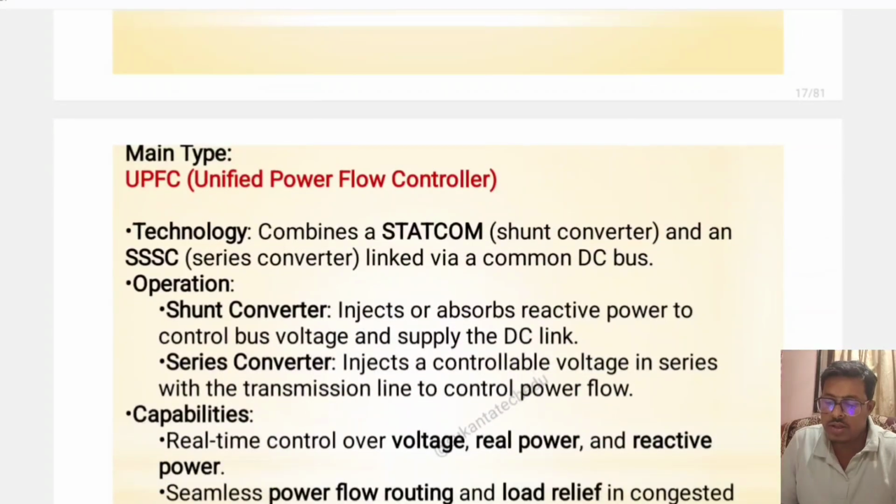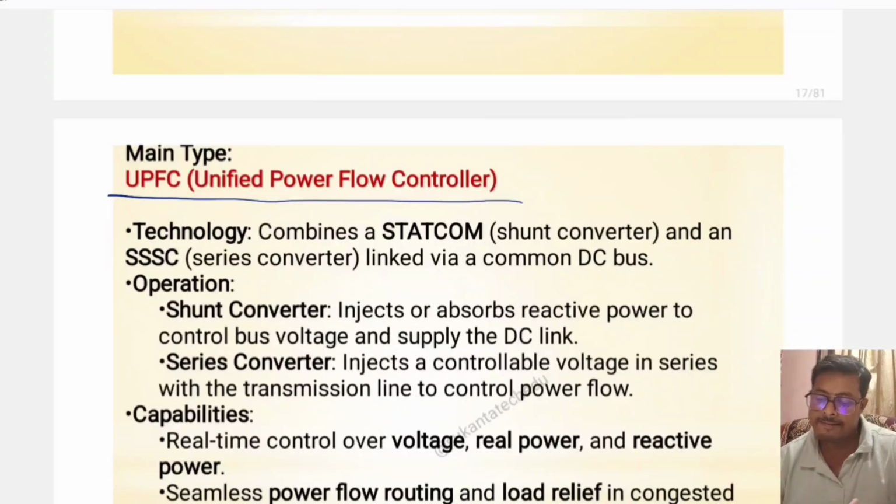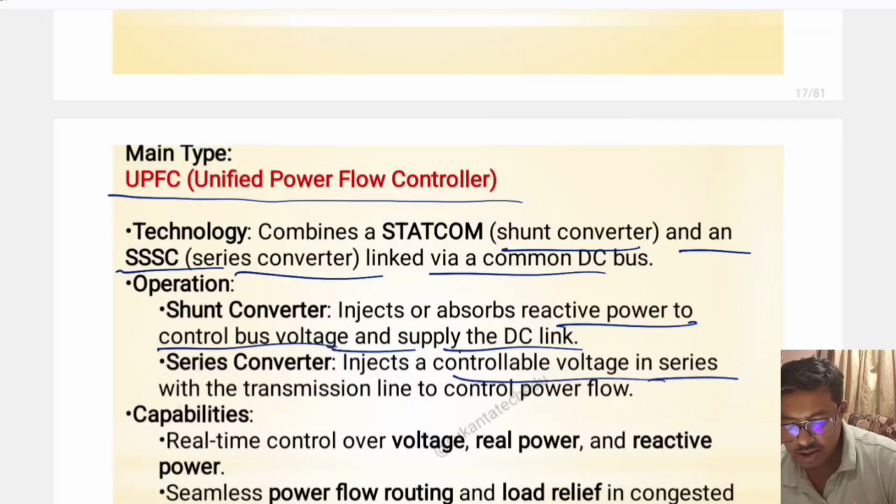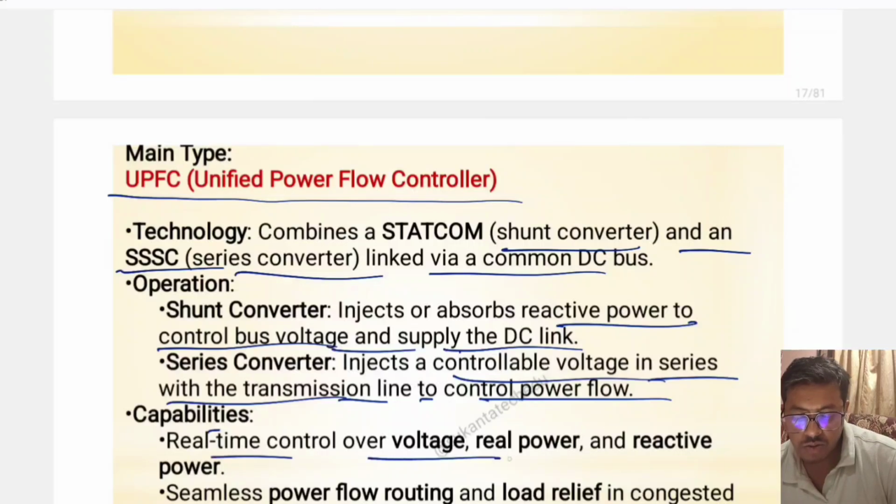The main type of series-shunt controller is the UPFC. The technology combines a STATCOM, meaning the shunt converter, and an SSC, the series converter. The shunt converter injects or absorbs reactive power to control bus voltage and supply the DC link. Then the series converter injects controllable voltage in series with the transmission line to control the power flow. Capability is real-time control over voltage, real power and reactive power, with seamless power flow routing and load relief in congested networks.